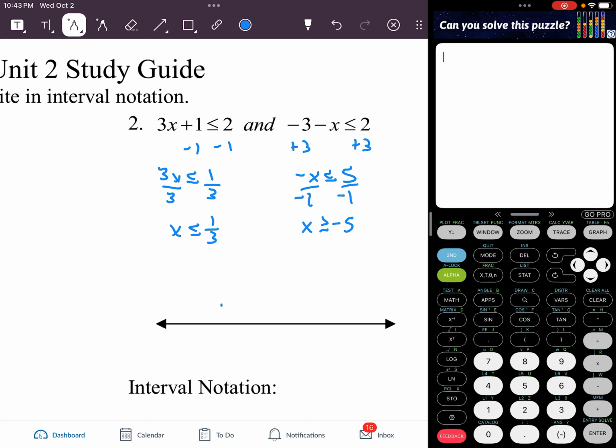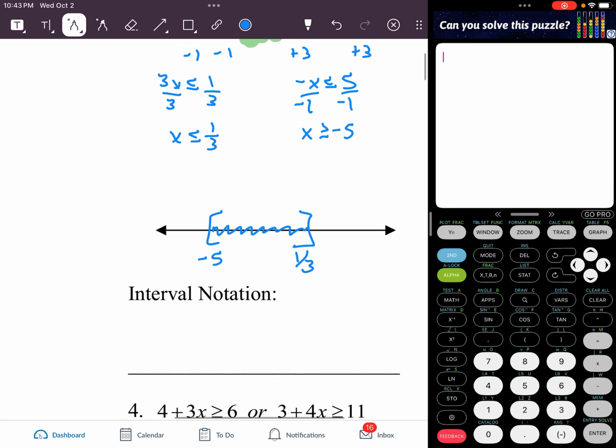So I'm going to have a bracket at -5, a bracket at 1/3. And since, again, it is an and, the two graphs need to cross, so I have this where they cross, or they overlap. So we have -5 with a bracket to 1/3 with a bracket as well. And that's it.